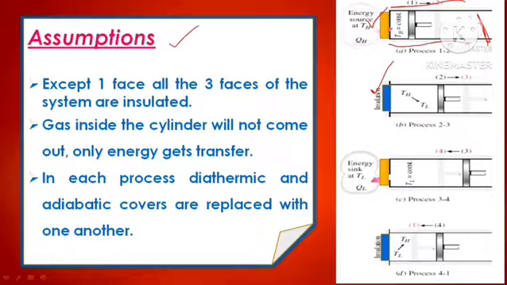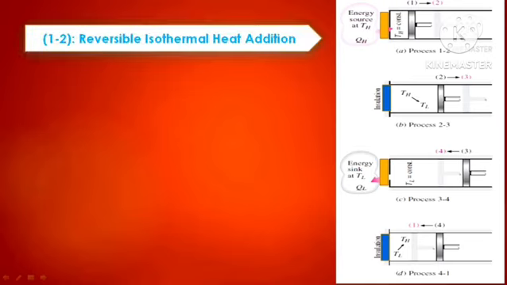The gas which is taken inside the cylinder will be as it is in the cylinder and it expands when heat is supplied, and when heat is rejected the gas gets compressed. Third point, in each process, diathermic and adiabatic covers are replaced one another. Let us discuss each thermodynamic process in the Carnot cycle. First one is reversible isothermal heat addition. Isothermal means keeping the temperature constant. We need to add heat to the system.